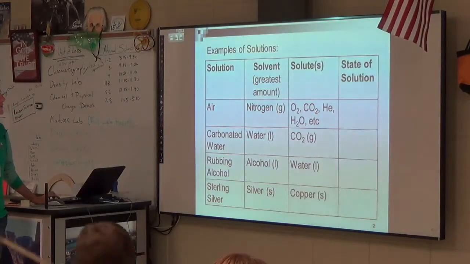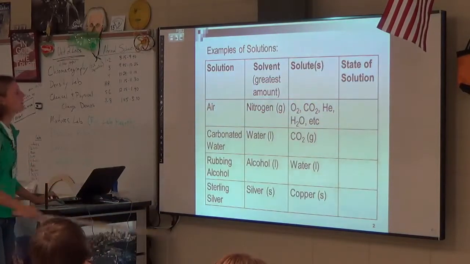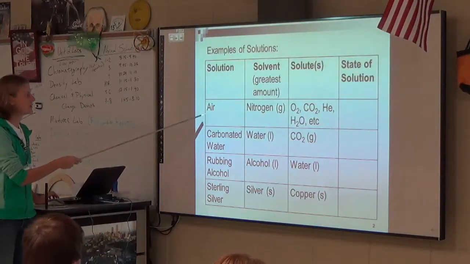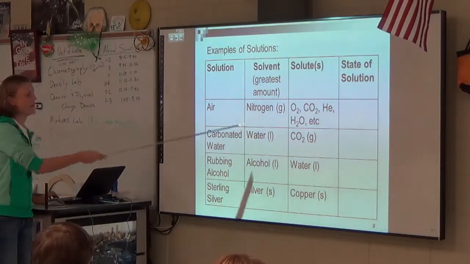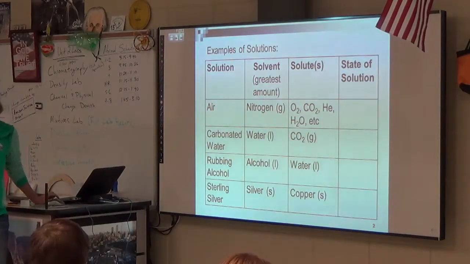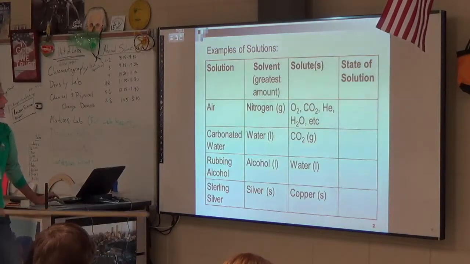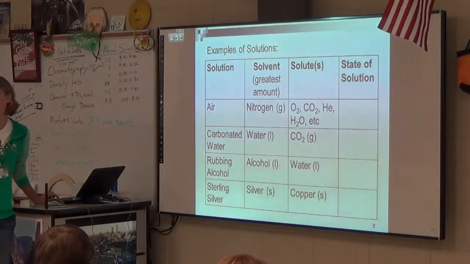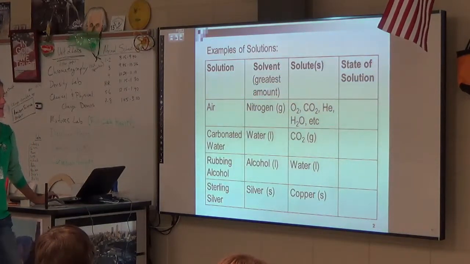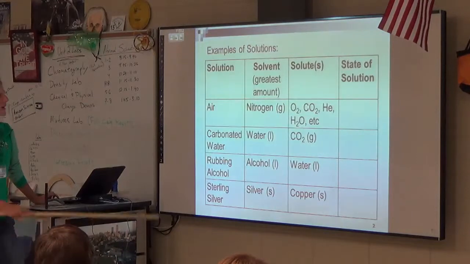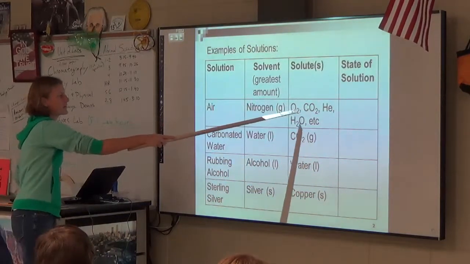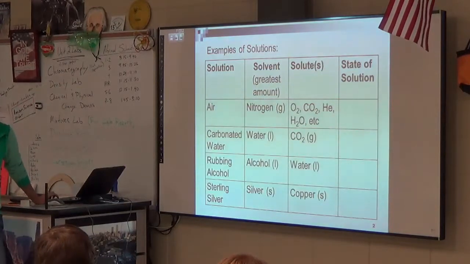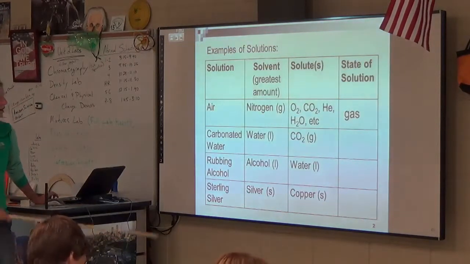All right, so here are a few solutions. Not all are liquids. Air, we just mentioned. The solvent would be nitrogen. The largest component of air is nitrogen. Again, assuming this is air in a room where it actually is a homogeneous mixture and I don't have any source of pollution or anything. But the solvent would be nitrogen. Everything else in it would be a solute. What's the state? Solid, liquid, gas? Gas. Okay.